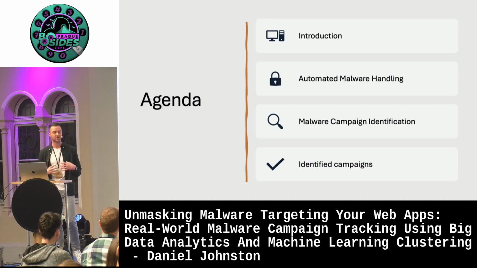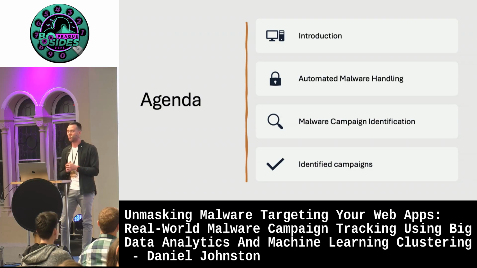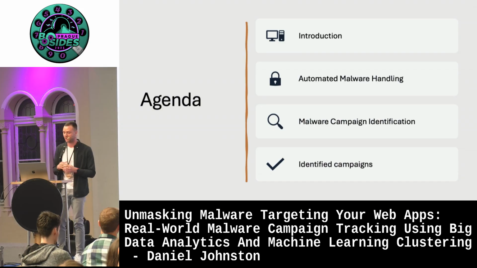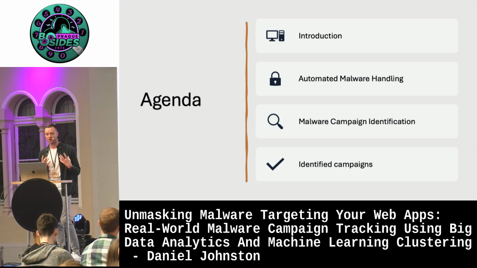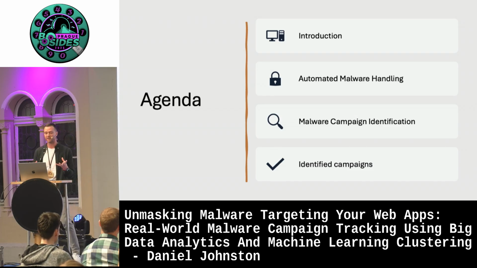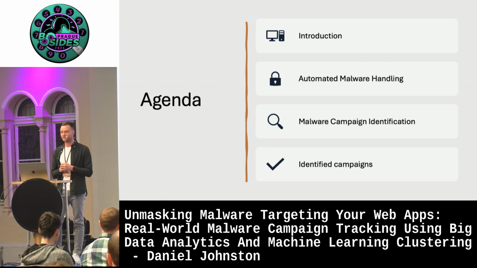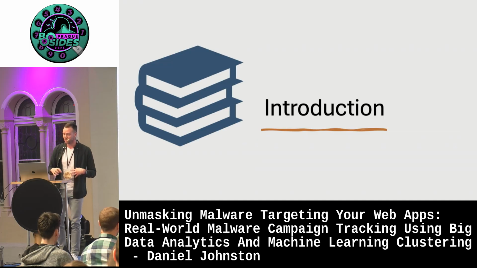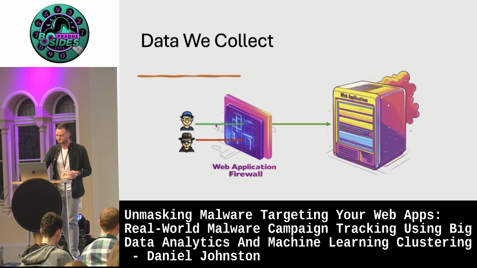Then I'm going to move on, and I'm going to talk about a framework that we developed for automating malware handling. So I'm going to talk about how we identify malicious samples in a large HTTP data set, and then how we handle those samples in an autonomous way. Then I'm going to move on and talk about malware campaign identification using anomaly detection and machine learning clustering. And then finally, I'll talk about some of the campaigns that we've been able to identify using the frameworks that we've developed. Okay, so let's dive into the introduction.